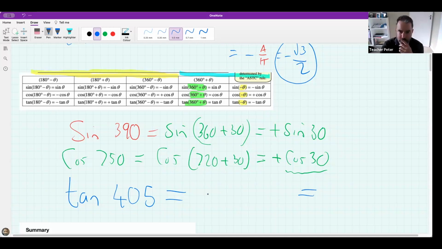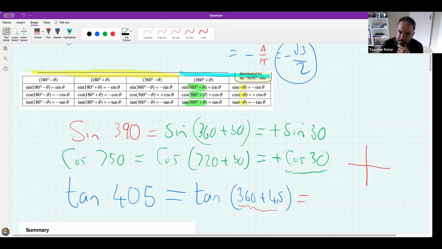So I think it's going to be tan of 360 plus 45 as my first step. And then what quadrant is this going to be in? What quadrant is 360 plus 45 going to end up in? Notice how I'm using the 360 here. What quadrant is this going to end up in?